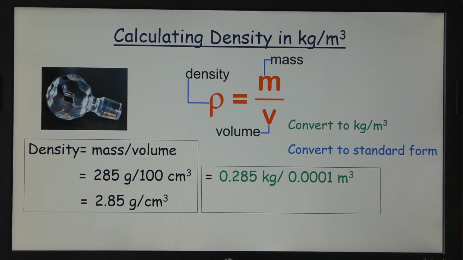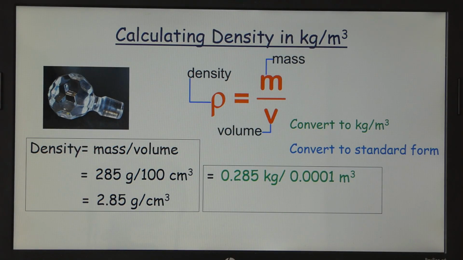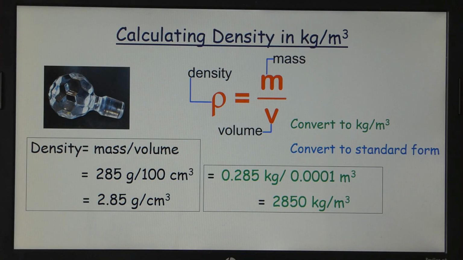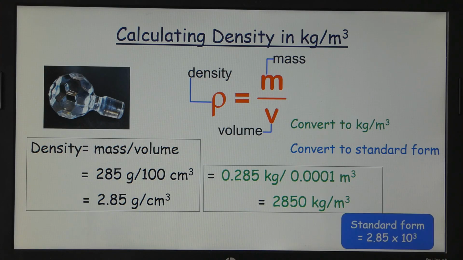Let's have a look then. 0.285 kilograms divided by 0.0001 metre cubed gives us 2,850 kilograms per metre cubed. Well done if you got that right. To change to standard form, we write it like this: 2.85 times 10 to the power 3.